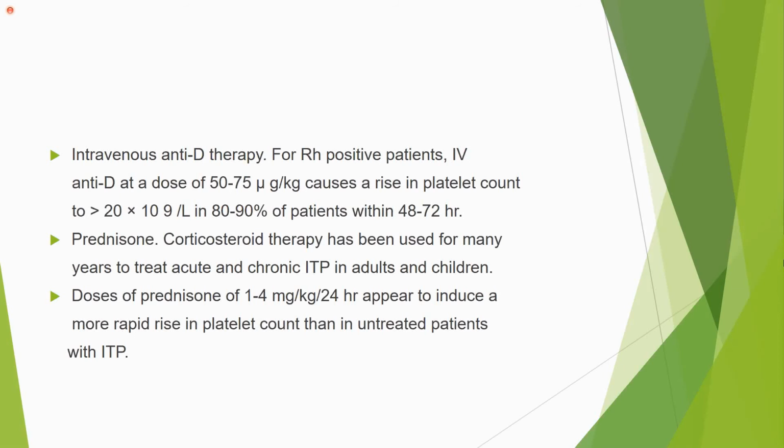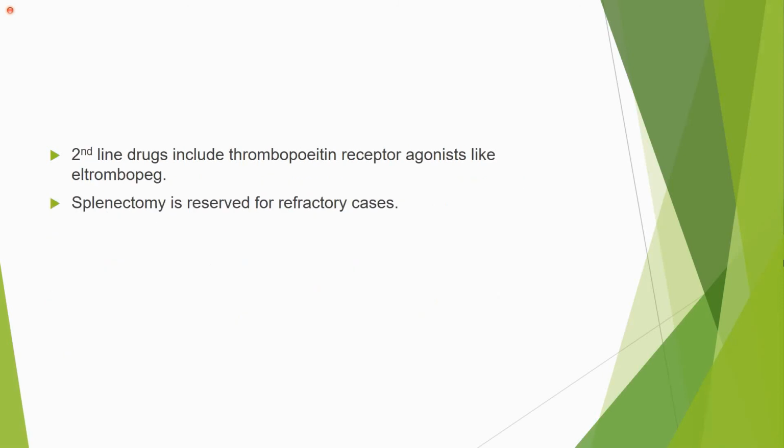Corticosteroid therapy has been used for many years to treat acute and chronic ITP in adults and children. Doses of prednisolone of 1 to 4 milligram per kg per day appear to induce a more rapid rise in platelet count than in untreated patients. The platelet count usually starts to show response after 4 to 5 days. The second line drugs include thrombopoietin receptor agonists like eltrombopag. Splenectomy is reserved for refractory cases.